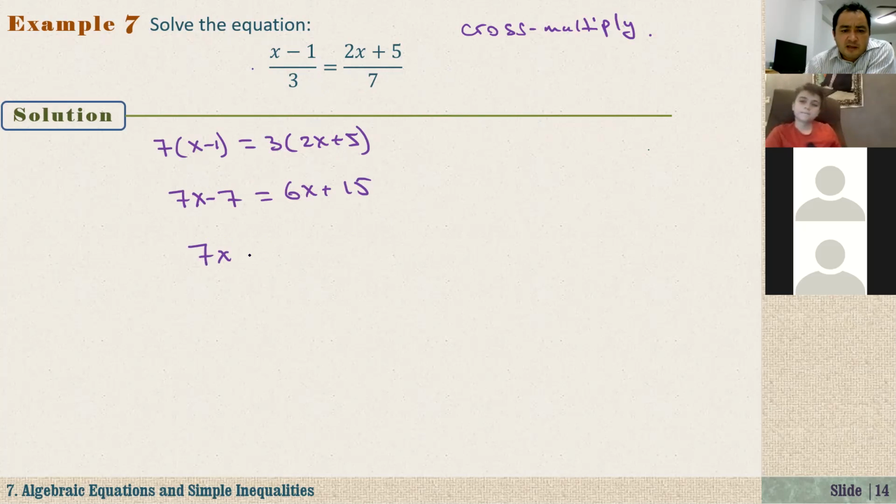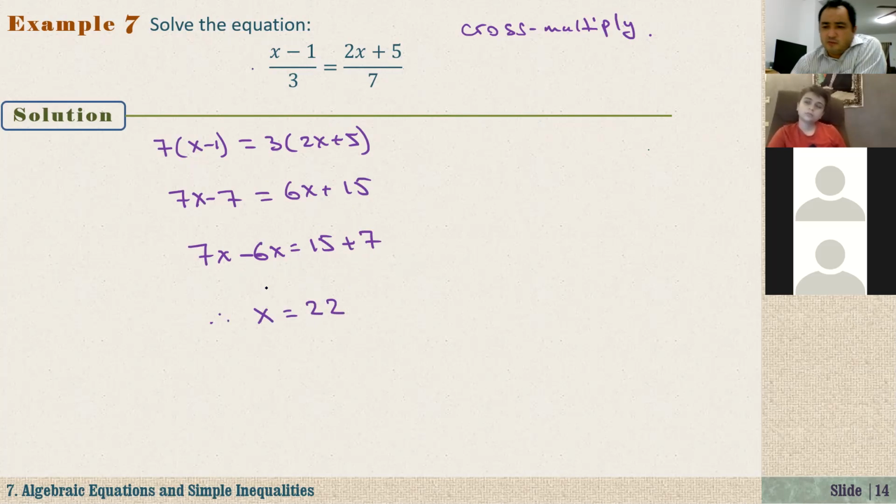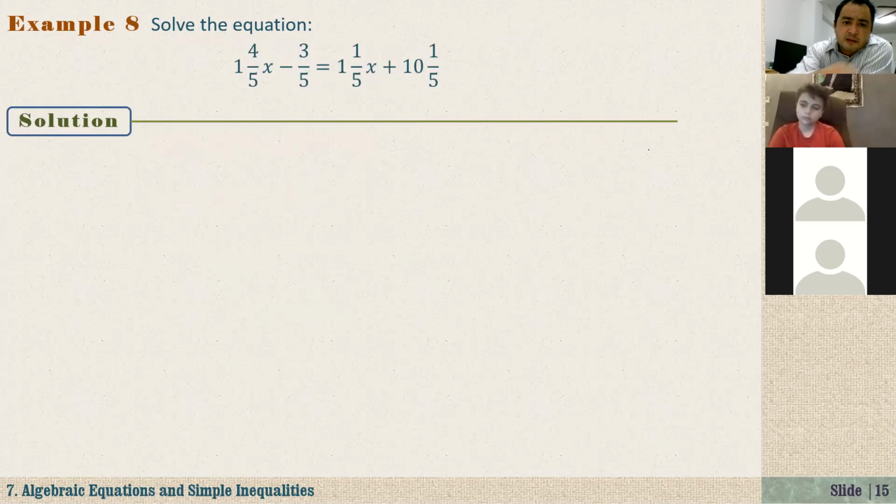Take 6x to the left-hand side, minus 6x because it changes sign. Here we have 15 and negative 7. Take it to the right-hand side, it is plus 7. 7x minus 6x, that is x. 15 plus 7, that is 22. So that is the solution of this equation. I'm trying to show you different methods for solving different equations.